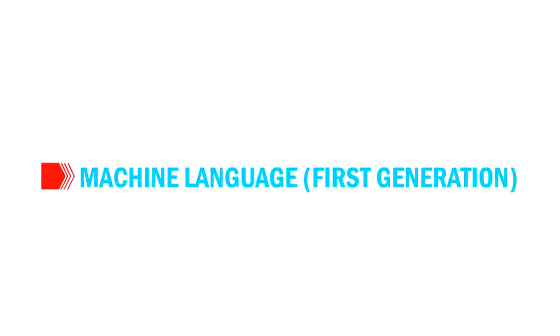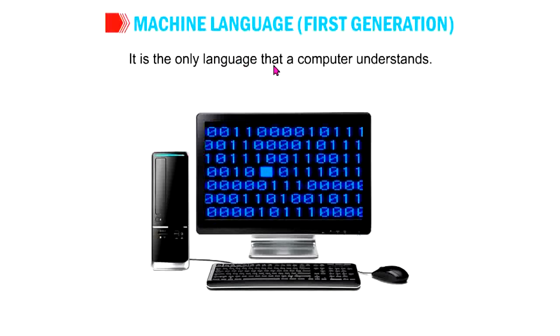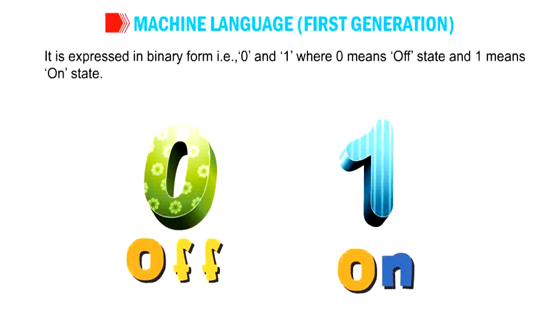We will see the first one, machine language, that is the first generation of language. Machine language, or first generation language, or low level language, is the only language that a computer understands. In machine language, each instruction is written in the form of strings of zeros and ones. 0 means off, 1 means on.